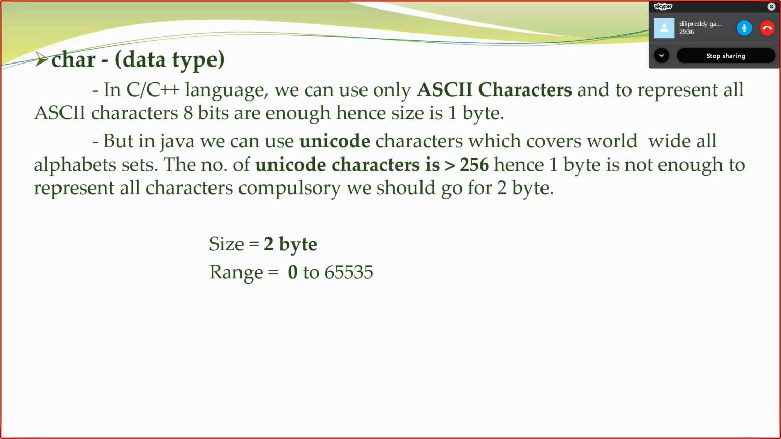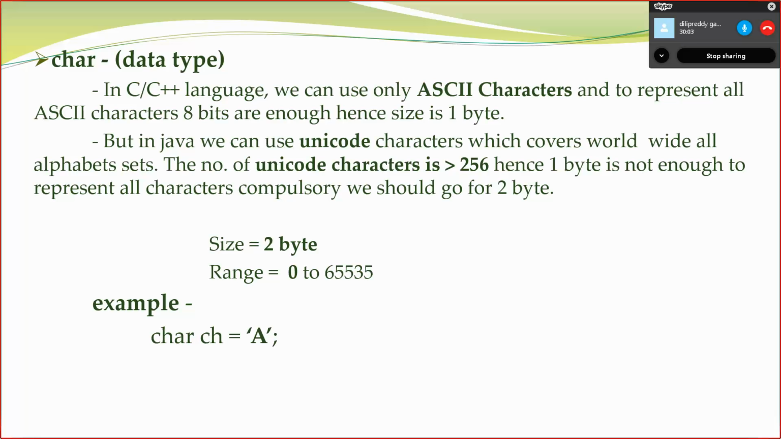These are all primitive. So total how many? Eight. The first one is byte, then we have short, then int, then long, then float, then double, then boolean, then char. Total 8. Just primitive data types of eight.